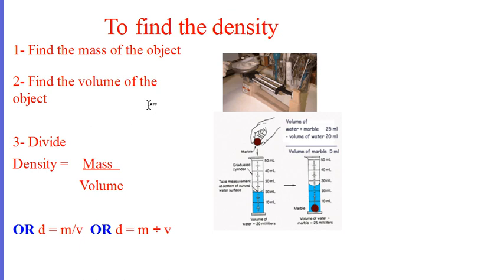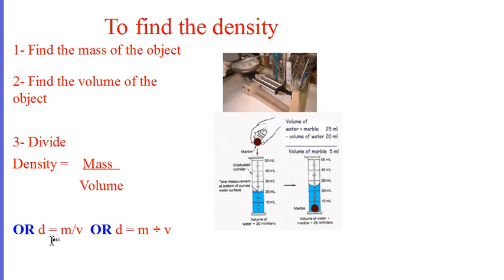You could either go length times width times height, or you could find the volume of the liquid by putting it in a cylinder, or you could find the volume of an object by putting it in the liquid and finding the difference. Whatever way you find the volume, you get the volume, and then you divide. Density is equal to mass divided by volume. So when you type that into your calculator, you do it exactly the way you say it as a sentence. You type in the number that you found for your mass, you hit the divide by symbol, and then you type in the number for the volume.